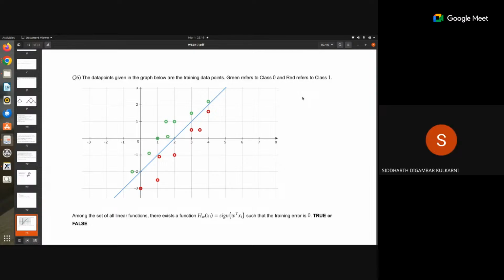So that is correct. W has to be perpendicular to the blue line, and the vector perpendicular to the blue line is minus 1, 1.